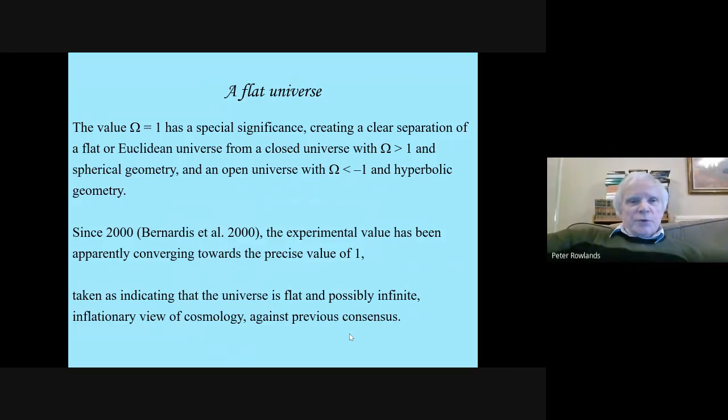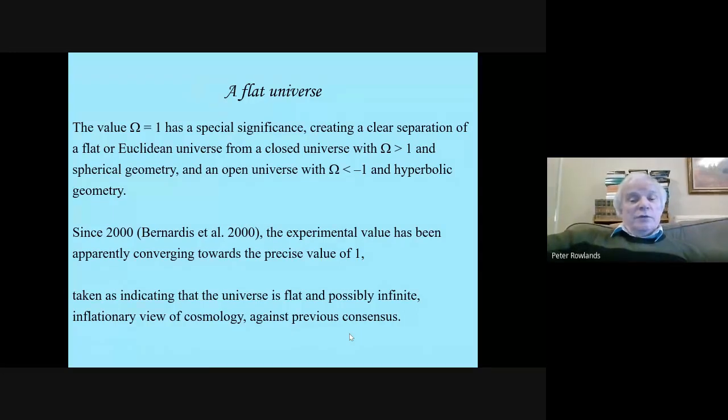So this value of omega equals 1 has a special significance. There's a clear separation there between a flat or Euclidean universe, a closed universe and an open universe. Now, from about 2000, we've known that the experimental value of omega has been converging towards the exact value of 1, the exact value for critical density, which implies that the universe is flat and possibly infinite. It's hard to see how it can be flat without being infinite.